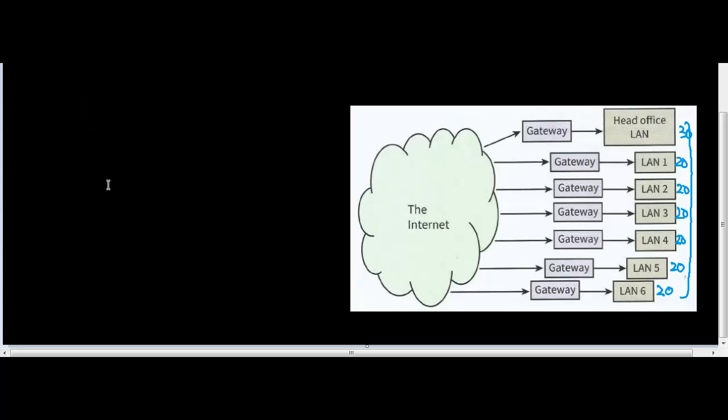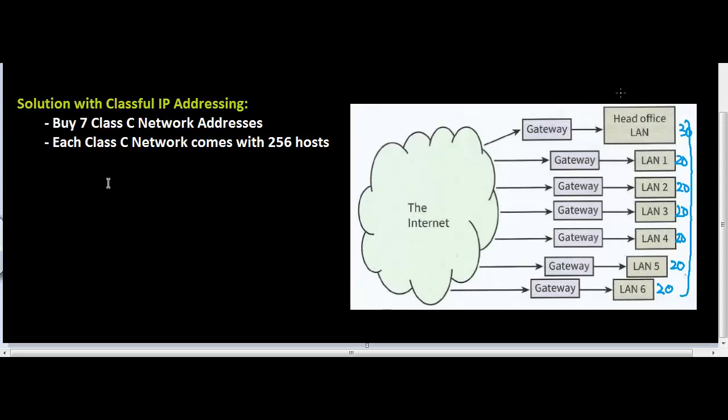So these 150 computers are spread over 7 local area networks which are owned by a single business organization. One of the solutions we can have is that we can buy class C network addresses for our local area networks. So a separate class C network for each one of these local area networks, and in total we are going to be buying 7 different class C network addresses.